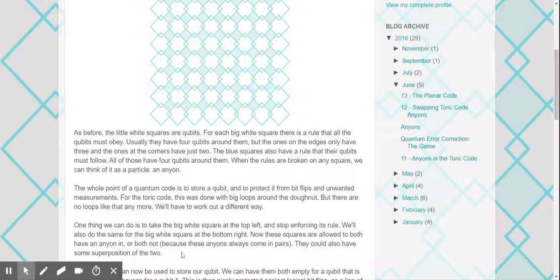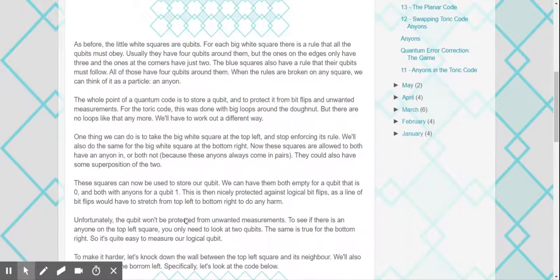The whole point of the quantum code is to store a qubit and to protect it from bit flips and unwanted measurements. For the toric code, this was done with big loops around the donut. Here, where there are no loops like that anymore, we'll have to work out a different way. One thing we can do is to take the big white square at the top left and stop enforcing its rule. We'll also do the same for the big white square at the bottom right. Now these squares are allowed to both have an anyon in or both not, because these anyons always come in pairs.